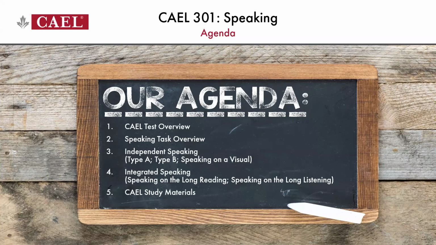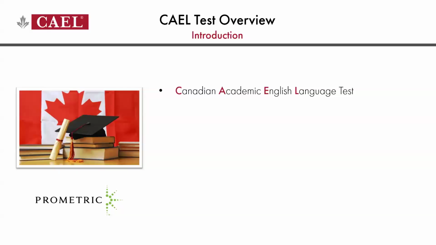There are 5 speaking questions that you will complete on the whole CAEL test. We will be examining all 5 of those today. So we have different types that are called independent speaking, and we've got other questions that are called integrated speaking. So we'll cover that in today's session. And at the end, again, I'll show you more information about those study products in the CAEL bookstore.